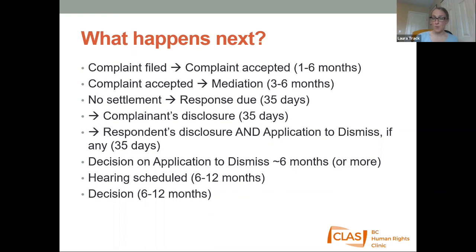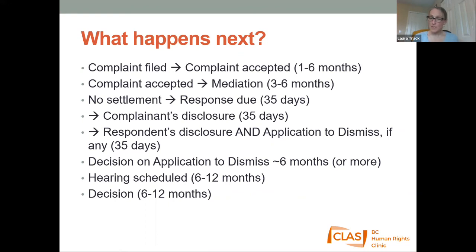The respondent has to file a response. The complainant and the respondent both have to do their disclosure. So they have to exchange documents. Anything relevant to the complaint has to be provided to the other side. Sometimes respondents make a preliminary application to dismiss the complaint, and they might get the complaint dismissed without a hearing if they can persuade the tribunal that it doesn't have a reasonable prospect of success.